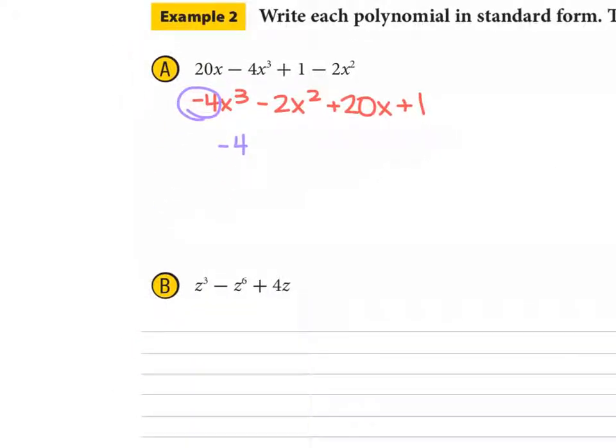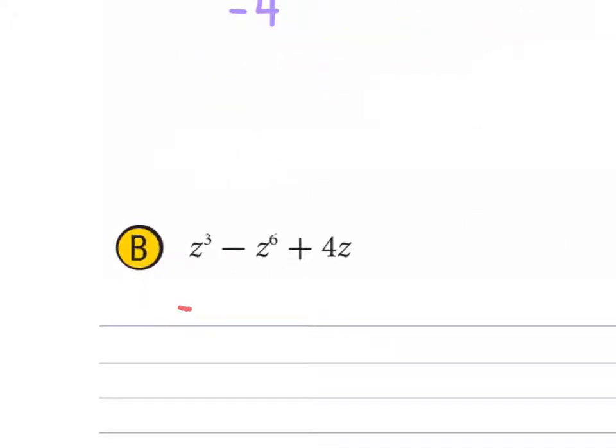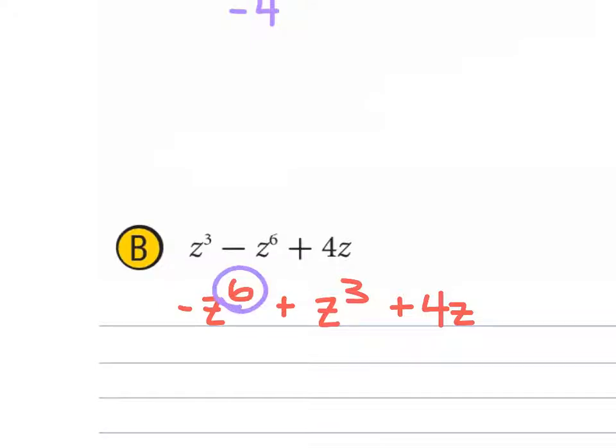If we look at b, we have z cubed minus z to the 6th power plus 4z. So that negative z to the 6th power will come first, then the z cubed, then the 4z. Our highest exponent there is the 6, so our leading coefficient is the negative 1.